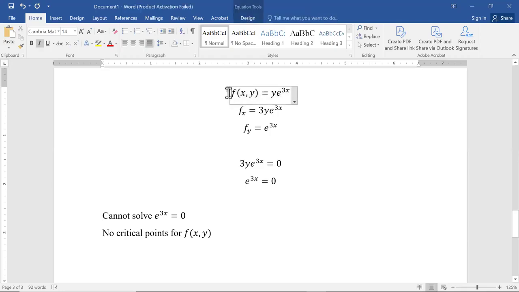Let's actually take a look at this and confirm that we don't see any relative minimums, relative maximums, or saddle points.